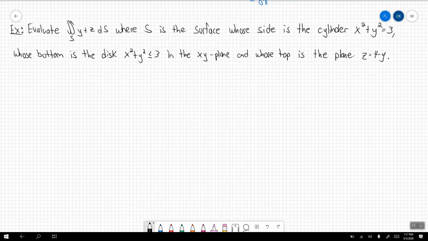So take some time and process this information. What I'm going to do is really quickly draw my interpretation of these surfaces. Here's my interpretation of what we're looking at here.